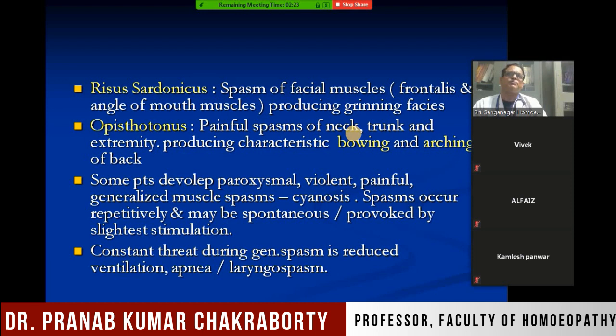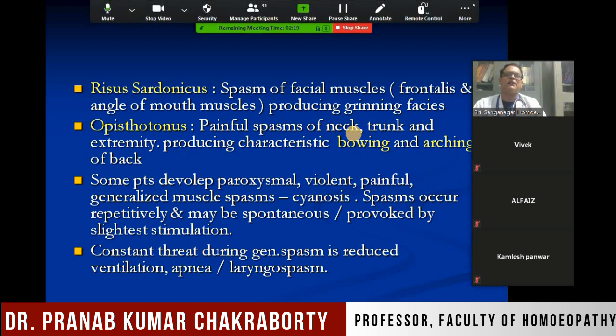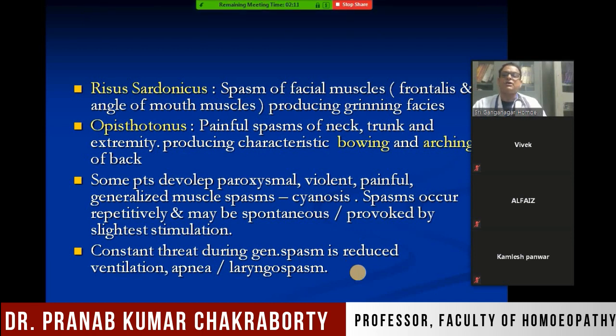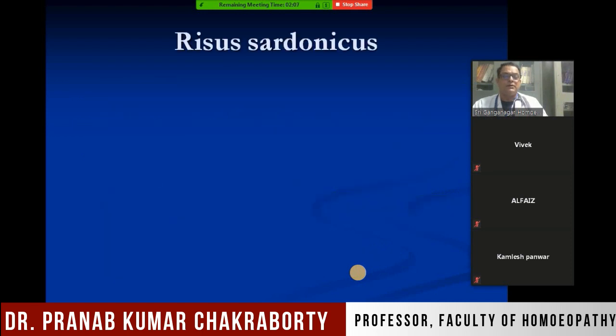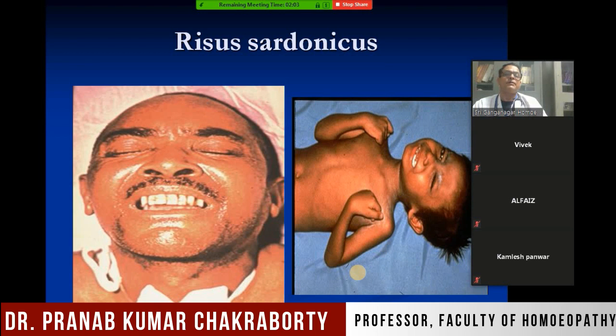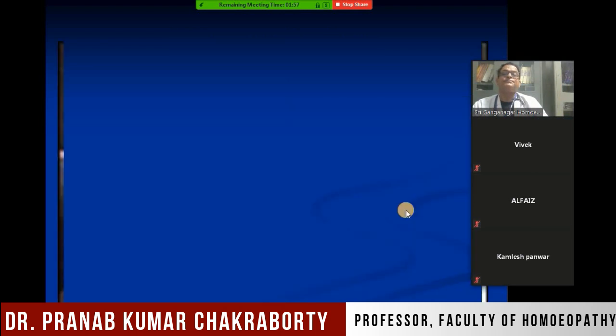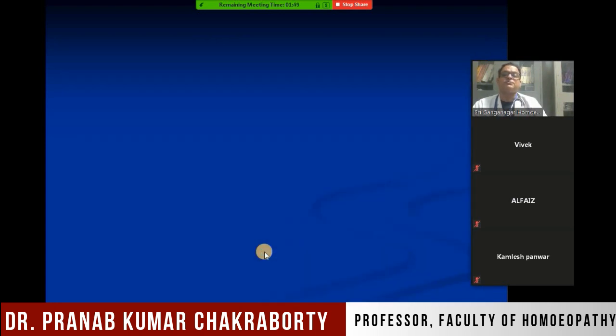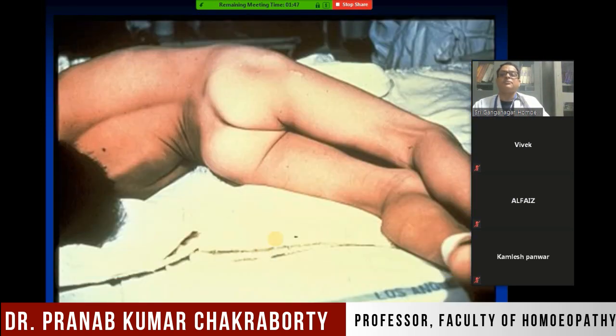The patient should be isolated in a calm, cool, quiet space where there should not be any external stimulation. Constant sedation is given so that general spasm is reduced. With apnea or laryngospasm, the patient should be kept on ventilation. This is risus sardonicus. Typical features you will get: spasm of the limbs also in this baby. This is a neck spasm, and back muscles are also involved. This is opisthotonus the patient develops, and this is the severe opisthotonus stage.